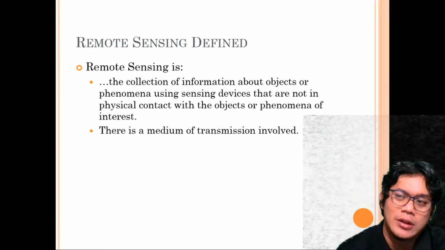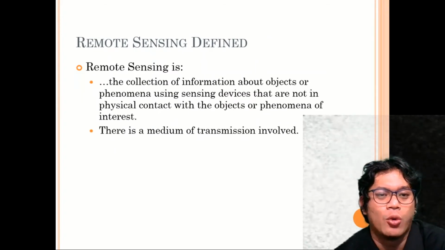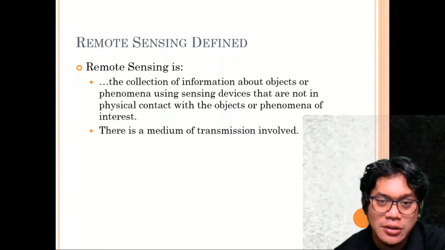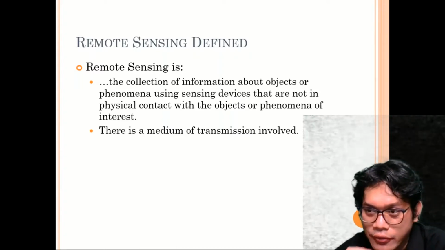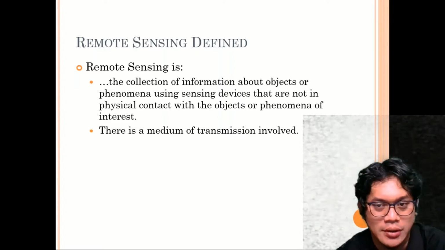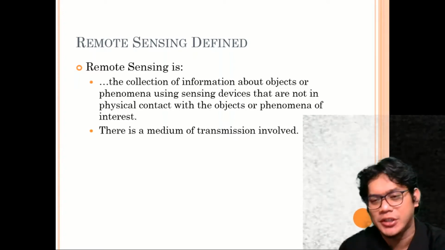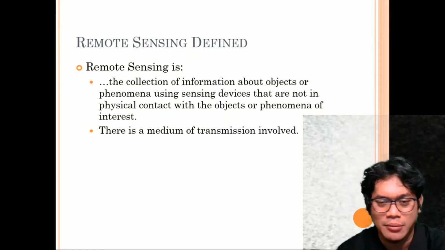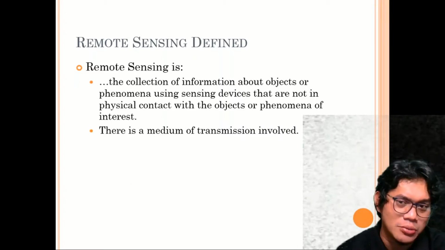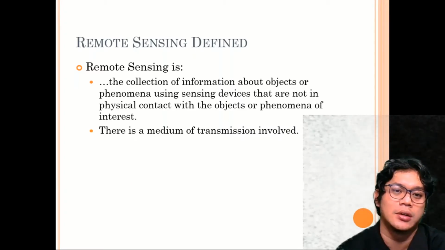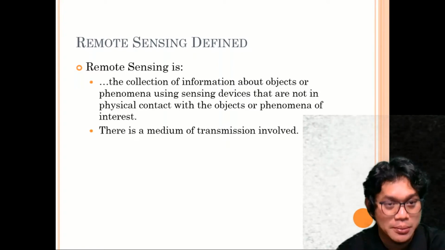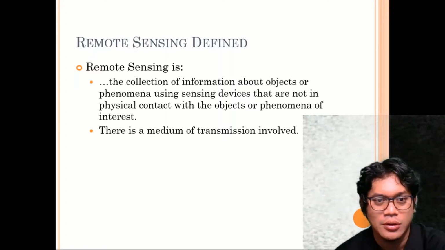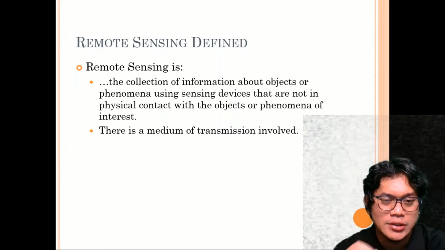So we'll try to define what remote sensing basically is. Remote sensing is the collection of information about objects or phenomena. What kind of objects? Trees, buildings, roads, soil, water, and more. Or it could be phenomena, for example temperature, climate, rainfall, and many more.